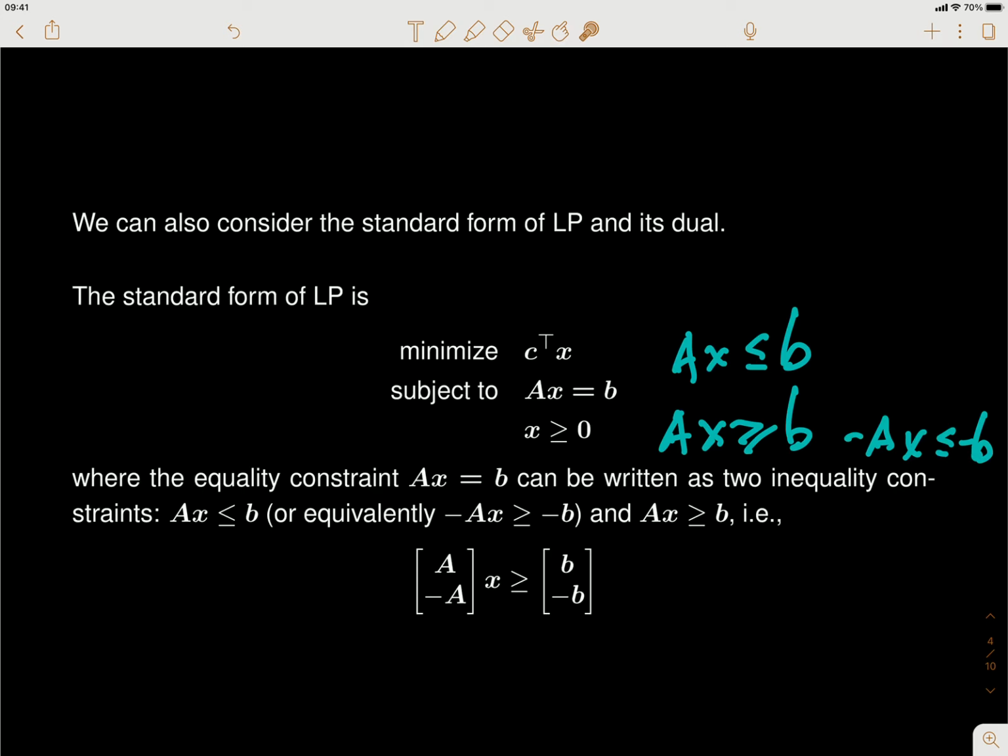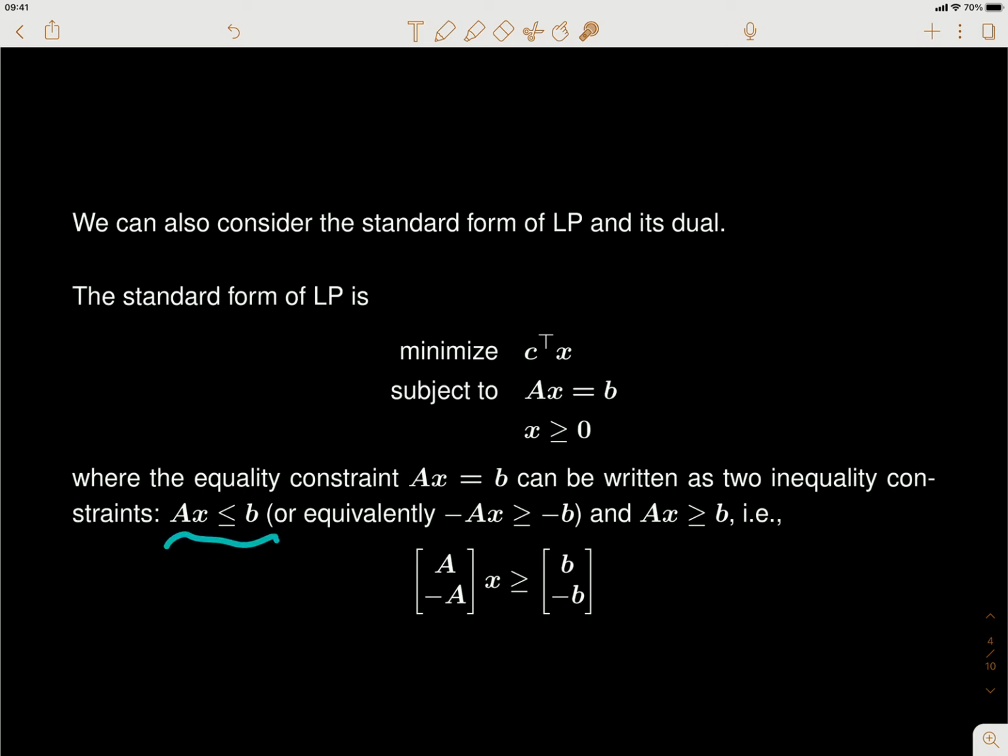Okay, or in other words, the first one I can rewrite as negative ax greater than or equal to negative b. Okay, either way. But now since I want greater than or equal to, let's convert this ax less than or equal to b into negative ax greater than or equal to negative b. And I also have ax greater than or equal to b. So altogether, we just doubled the number of equations here, to convert this into inequalities.